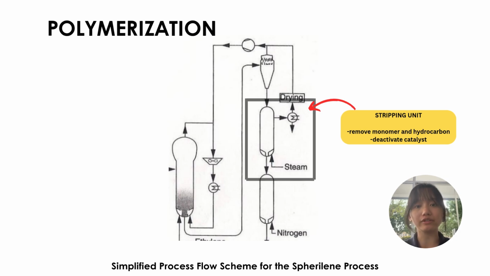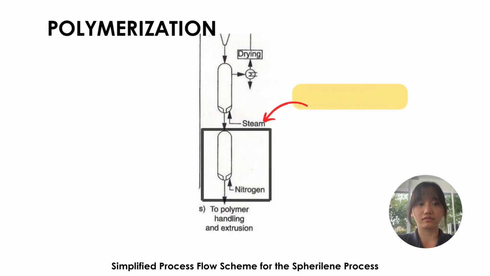Then, the polymer contains traces of unreacted monomer and active catalyst. It enters the stripping unit where steam is in countercurrent flow. Steam removes leftover monomer and hydrocarbon. It also deactivates the catalyst. Stripped gas is recovered, dried, and recycled back to the process.